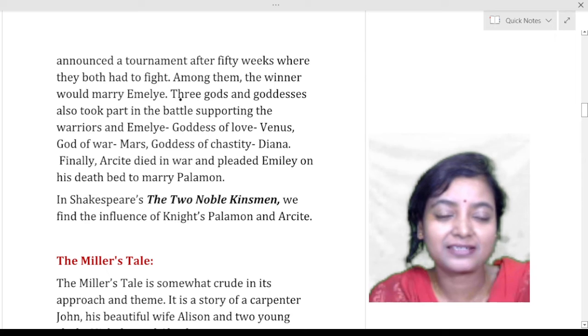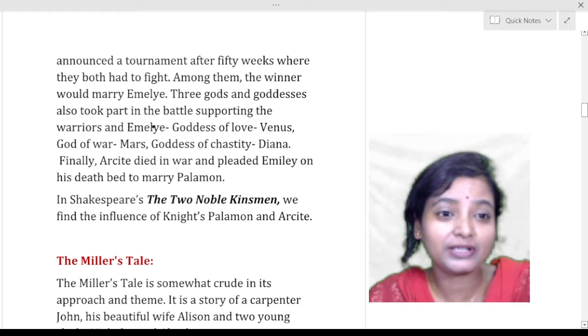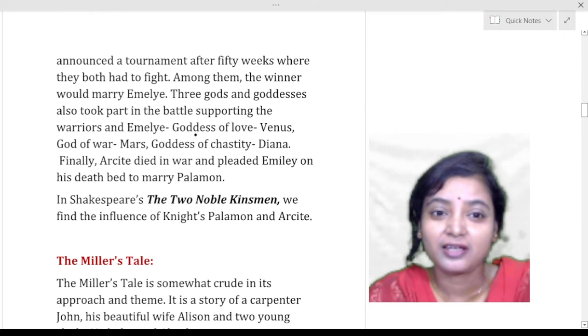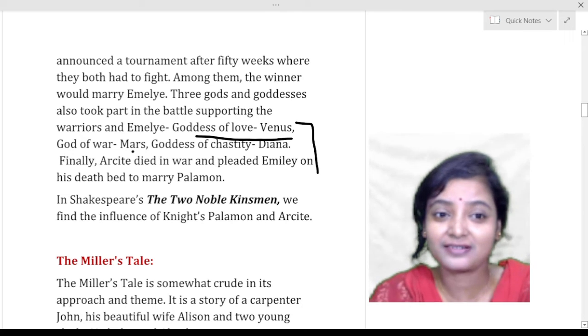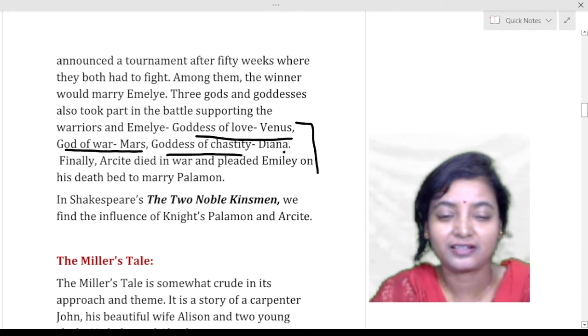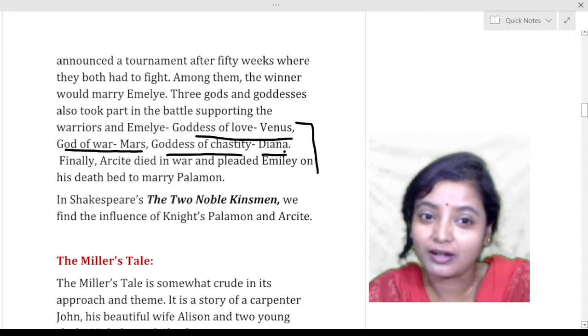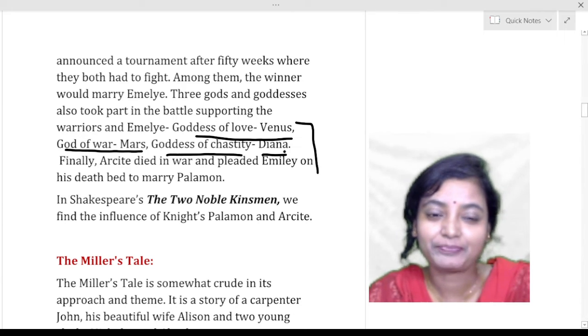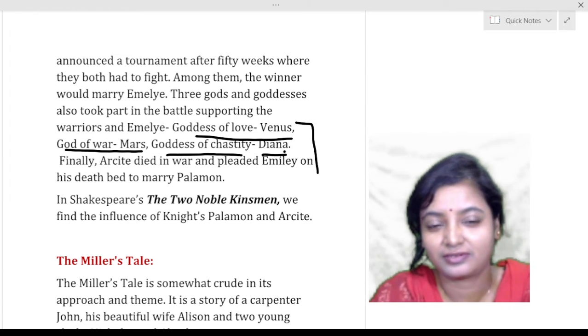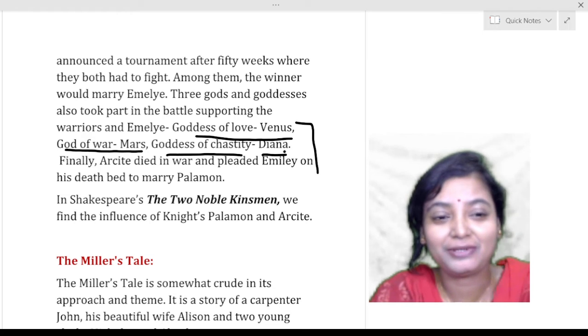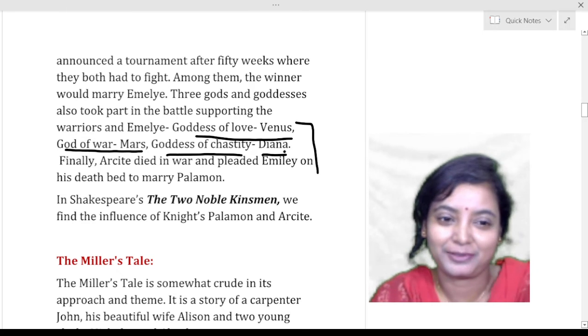And engaged between them were three gods and goddesses. They also took part in the battle, supporting the warriors and Emily. Who were they? It is very important to note down. They were the goddess of love, Venus, the god of war, Mars, and the goddess of chastity, Diana. So these three gods and goddesses took part in the battle. Finally, Arcite died in war, and he pleaded with Emily on his deathbed to marry Palamon.